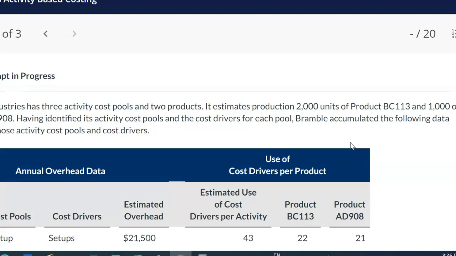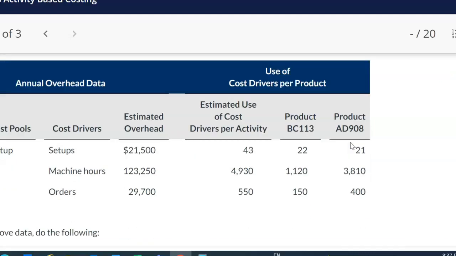All right. Okay, so let's go back to this one. We have three activity cost pools and two products. Everything is an estimate. So they estimate production of 2,000 units of that product and 1,000 the other. So they're going to produce 3,000 products, two of this and one of that. Having identified the cost pools and cost drivers, they have to give you this, you know that. Bramble accumulates the following data. So can you move down, Farah, a bit?